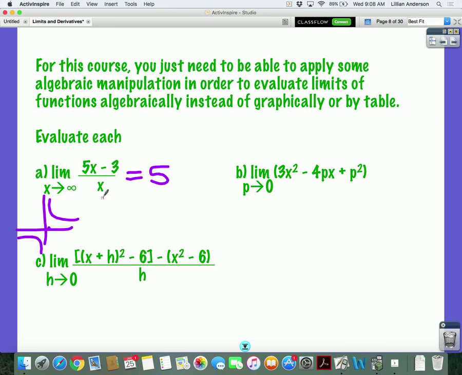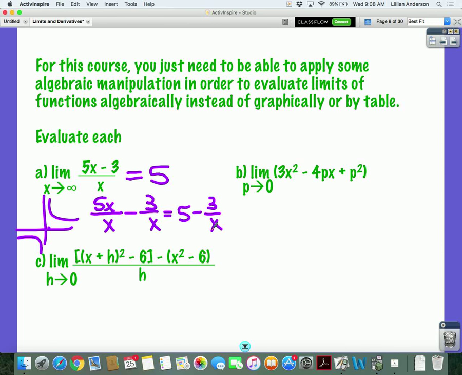Now, if I wanted to do it out algebraically, which is still doable, you can split up the numerator to be 5x over x minus 3 over x, yes? Doesn't 5x over x simplify? To what? 5. 3 over x does not simplify.